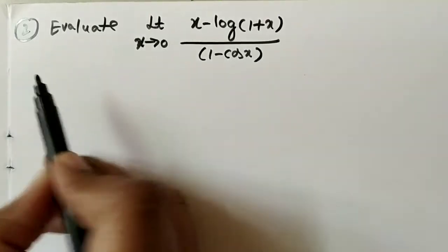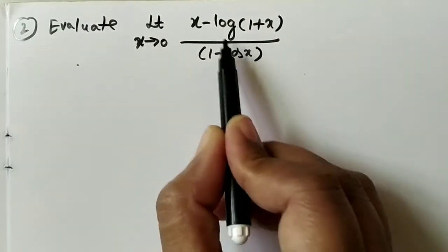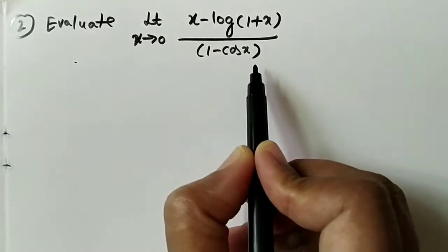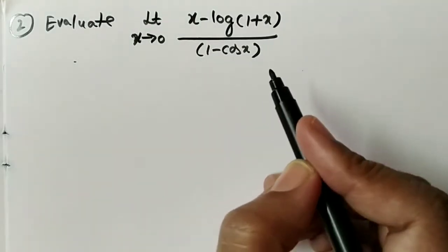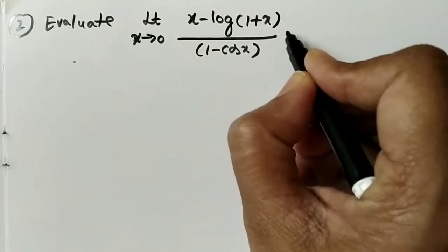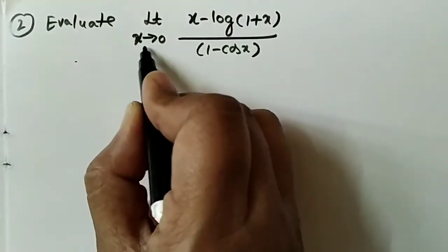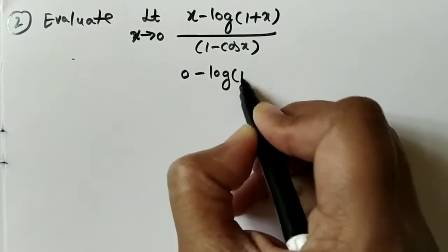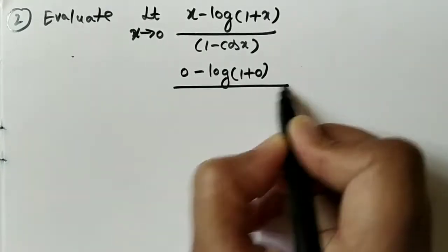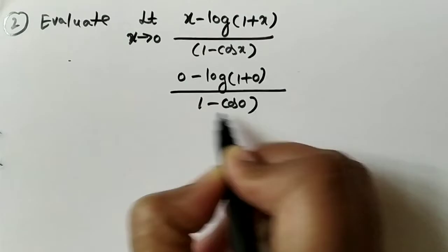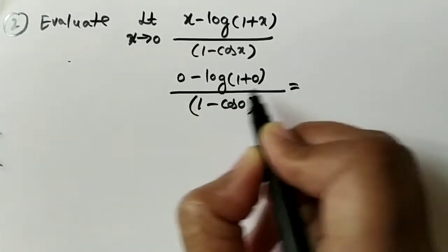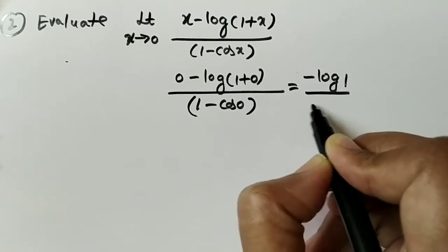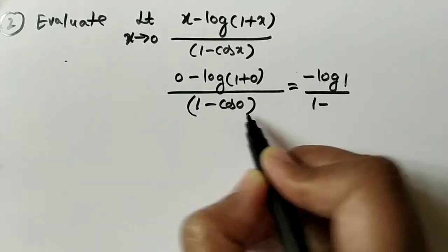Second question I will explain. Evaluate the limit as x tends to 0 of (x minus log of 1 plus x) divided by (1 minus cos x). First of all, we will verify which form it is. Apply the limit, substituting x equals 0: 0 minus log of 1 plus 0, divided by 1 minus cos 0.